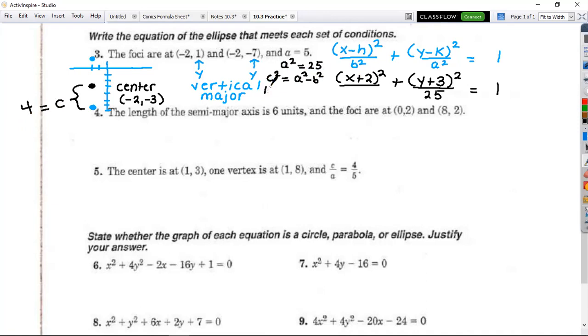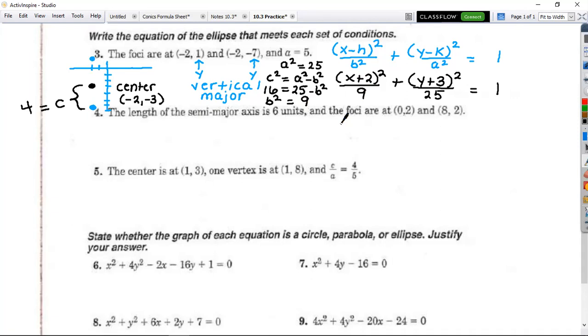So 16 is equal to 25 minus what? So what would b squared have to be? Just 9. Your equation is just that. Okay.